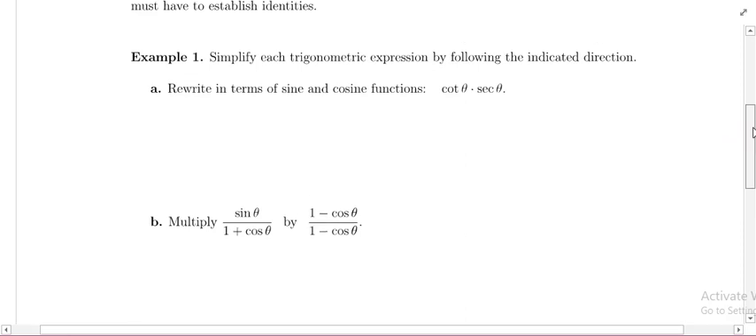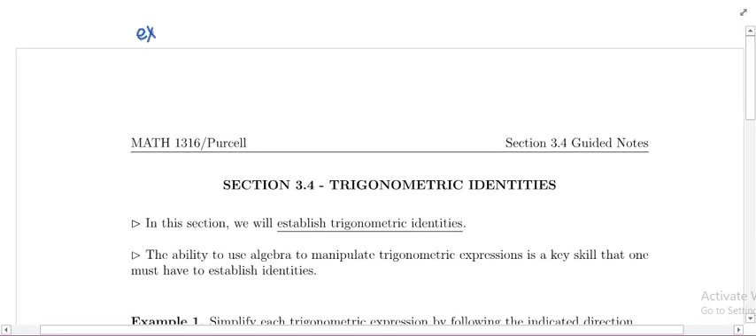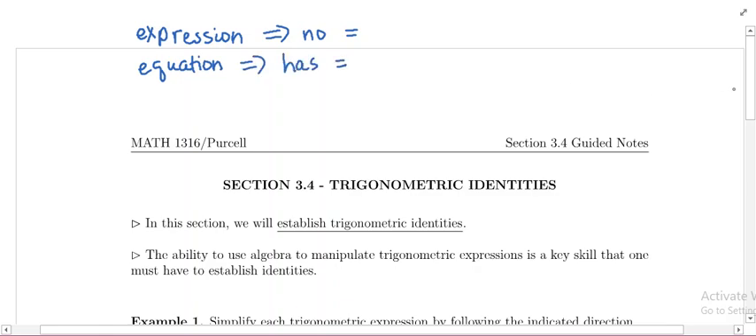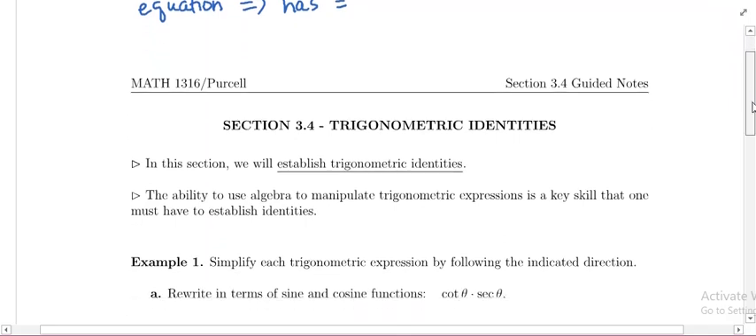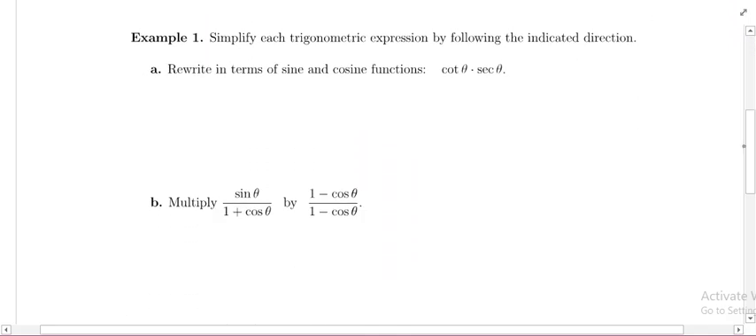Make sure you understand the difference between an expression and an equation. An expression does not have an equal sign. An equation has an equal sign. So you've got to pay attention: are you dealing with an expression or are you dealing with an equation? What we've been given here is an expression. There is no equal sign. You just simply have cotangent of theta times the secant of theta.